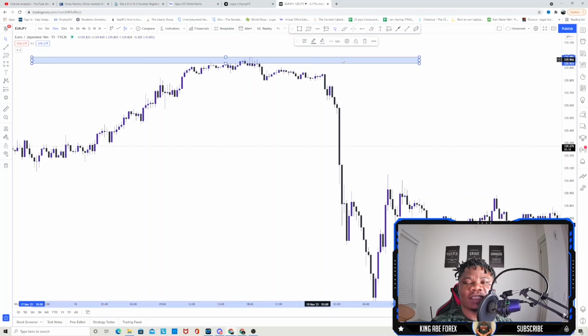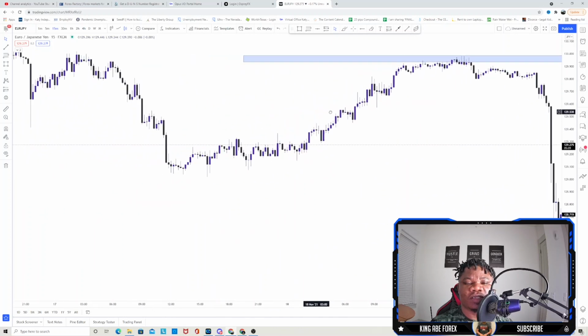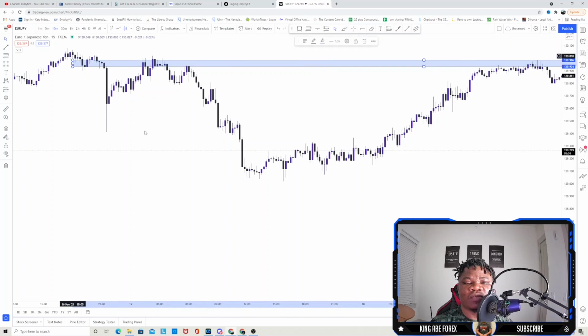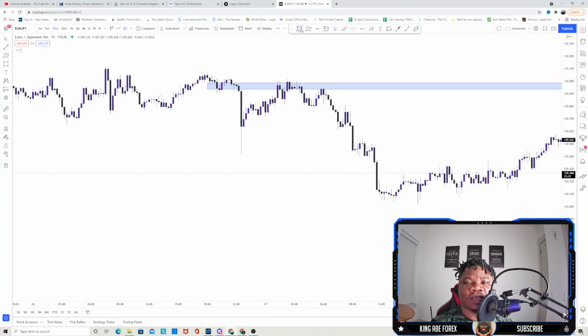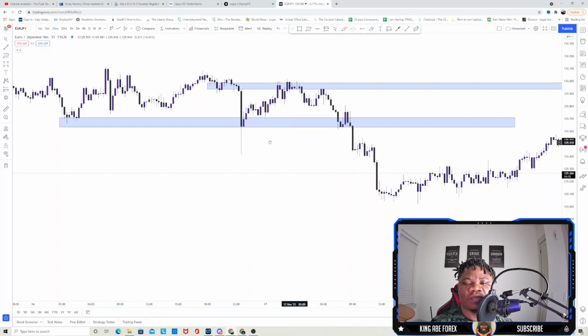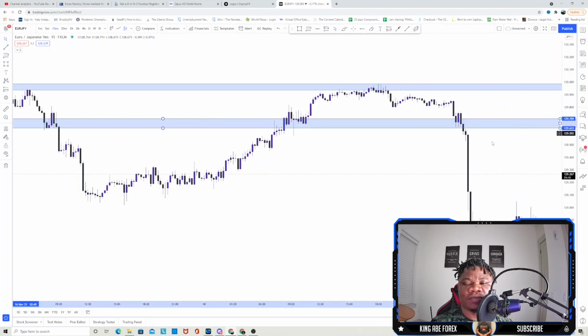Now once we identify our previous high, all we have to do is look to the left hand side to figure out where our previous low was for us to get into this sell position. If we look to the left hand side, we can clearly see that we had a previous low right over here. So we just got to drag this all the way here.